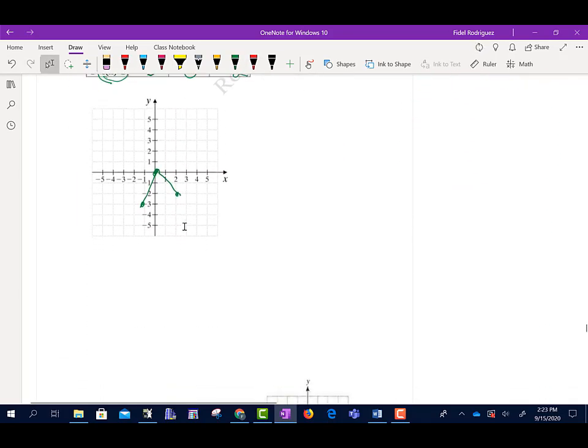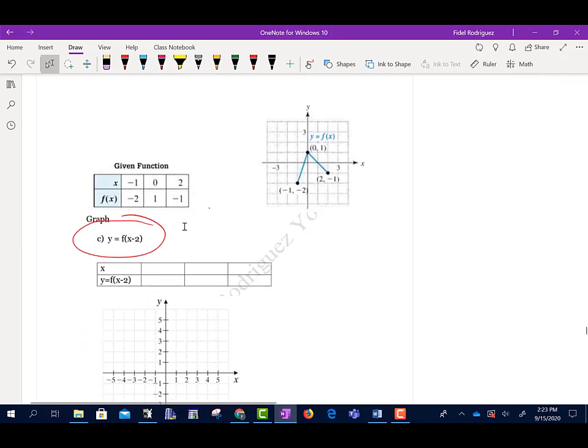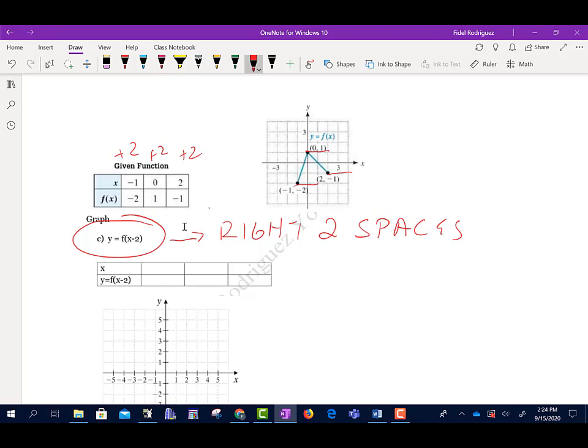So let me come back over here. Okay, if I'm going to the right, in this case, I'm going to go to the right 2 spaces, right? So I'm going to take each of these values and move them over to the right 2 spaces. What that means is I'm taking my x values and adding 2 to each of them. So -1 plus 2 would be 1. 0 plus 2 would be 2, and 2 plus 2 would be 4. My y values, guys, are going to stay exactly the same: -2, 1, -1.